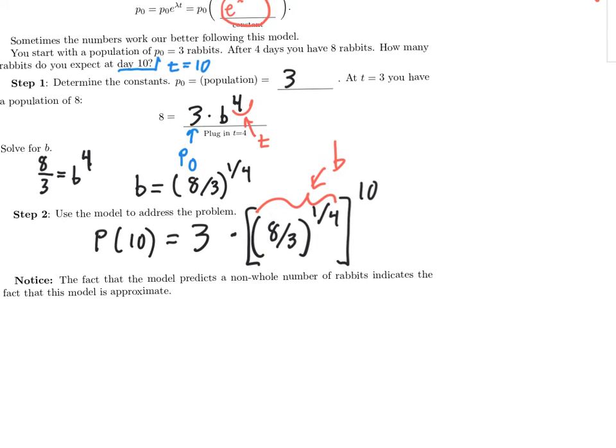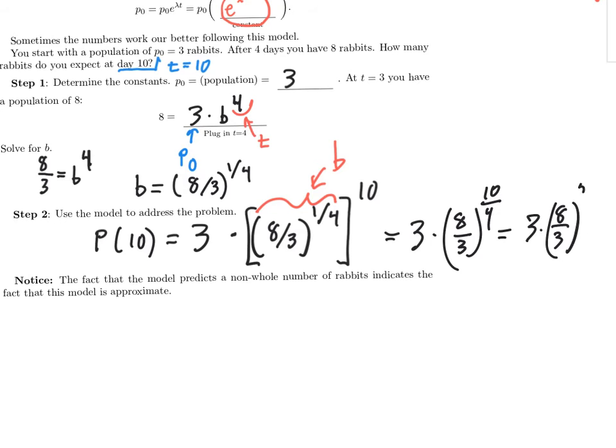We can do some simplification now. That's 3 times, so I see a base raised to an exponent raised to an exponent. So I should just multiply those exponents. So 3 multiplied by 8 over 3 raised to the 10 over 4. Well, 10 over 4 is the same thing as 5 over 2. And notice that 5 over 2 is only in the exponent of 8 over 3. That 3 is just on its own.